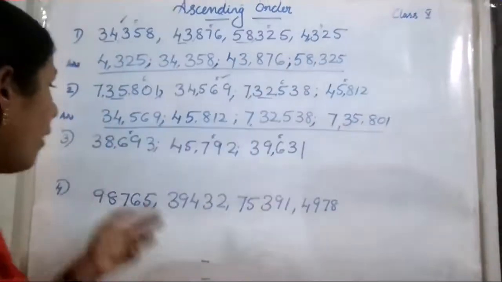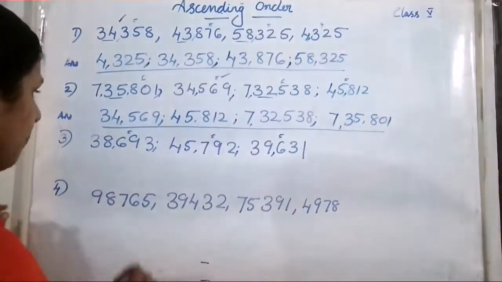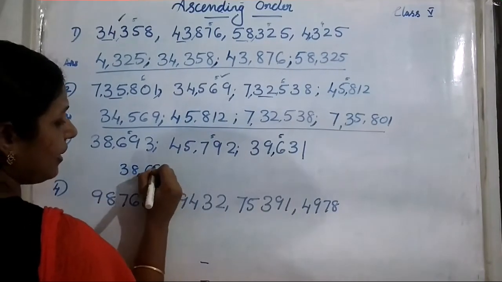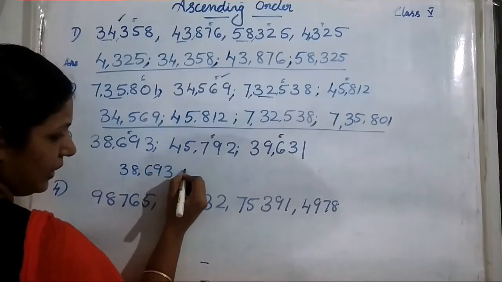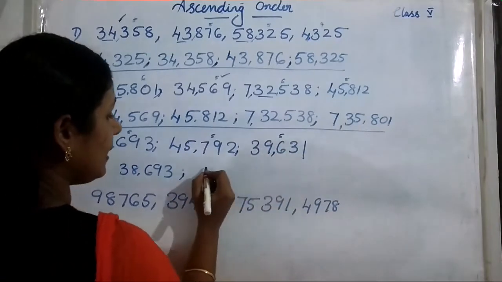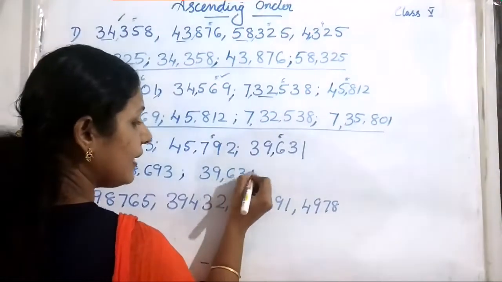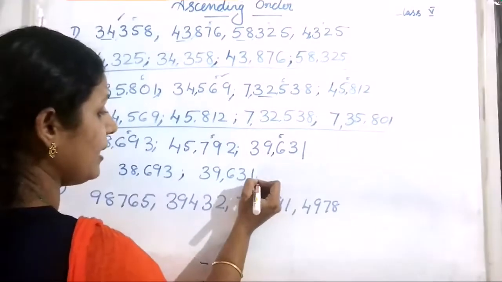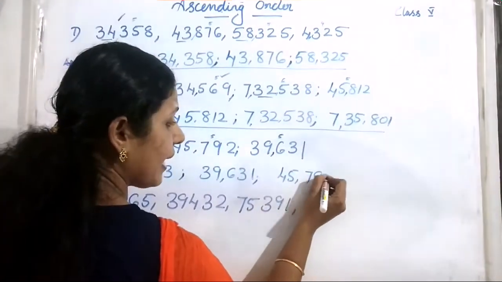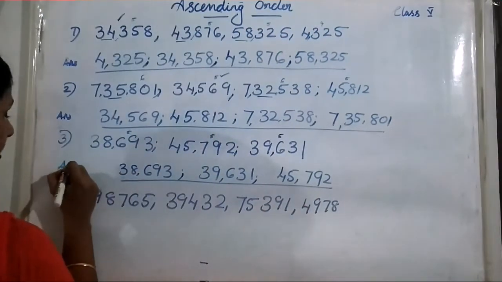Comparing this, which is the smaller one? 38 is the smaller one. So we write 38 in the first place. That is 38,693. Then put a comma like this. Then next is 39,631. The last is 45,792. Okay, understand all of you? So our answer is this.